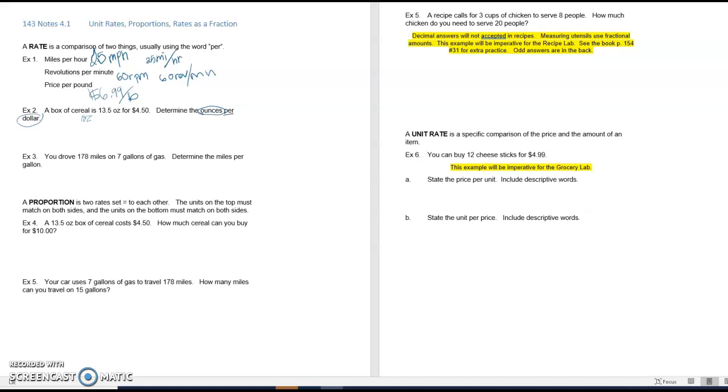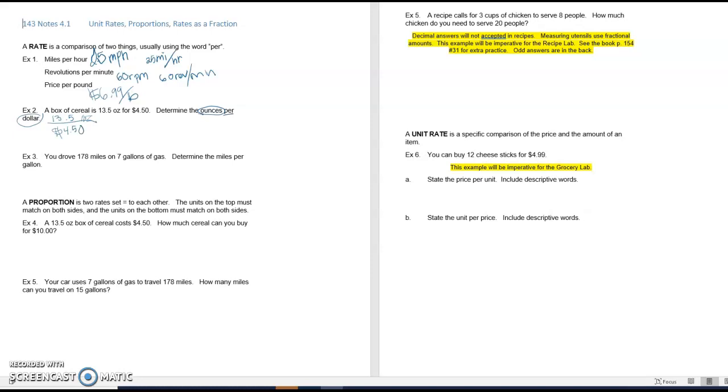Okay. Per means to divide. And the second word I heard was dollar. So the dollar goes in the denominator. You do not want to reverse those. Your rate needs to be set up in the order that the words were given. So on top, I have 13.5. On the bottom, I have $4.50.